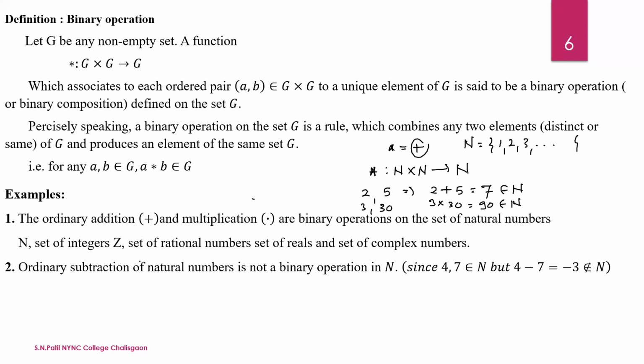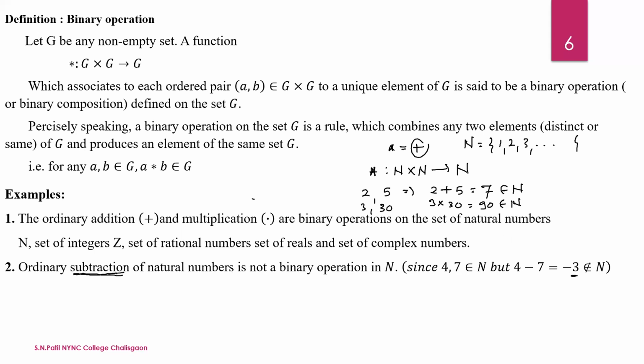Now, ordinary subtraction. Let us take two numbers, 4 and 7. The operation is subtraction, that is, the binary operation is subtraction. Now 4 minus 7, the result is minus 3, and minus 3 does not belong to the set of natural numbers. That is, the set of natural numbers is not closed under the binary operation of subtraction.